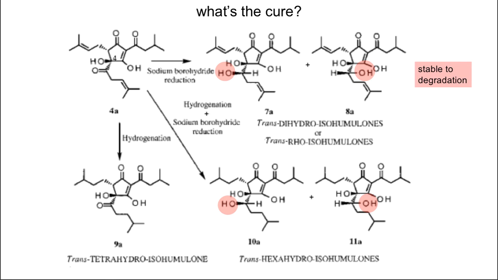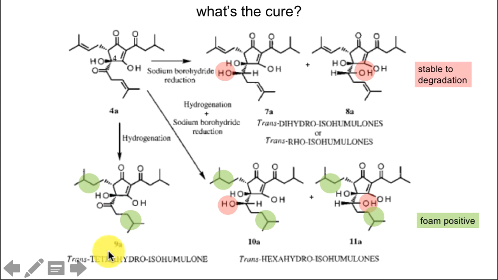Recall that no carbonyl at the 4 position means no carbocation formation and no subsequent attack by carbon-5 side chain. Likewise, reduction of the unsaturated carbons in the terpenoid side chains correlates with a more foam-positive trait, that is to say, a more stable foam head.